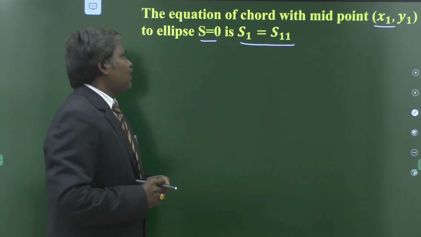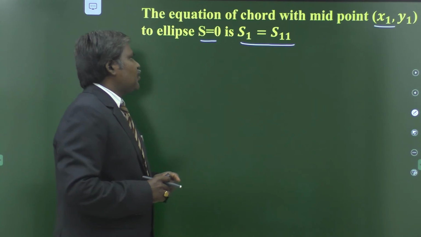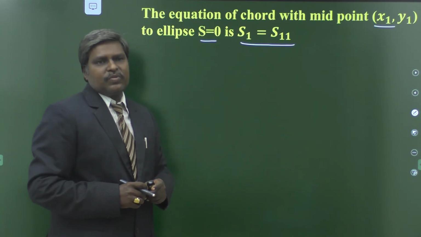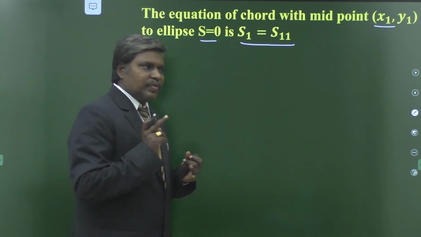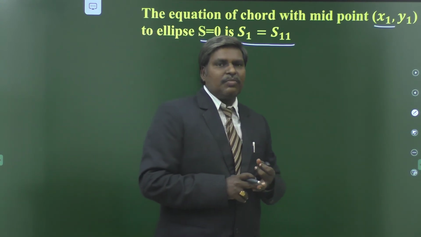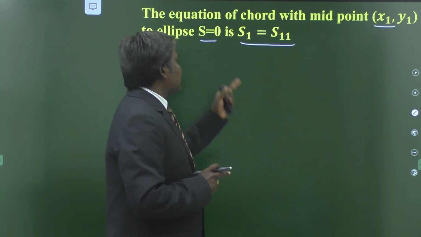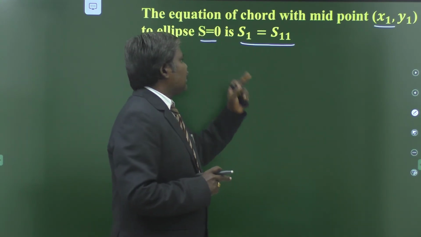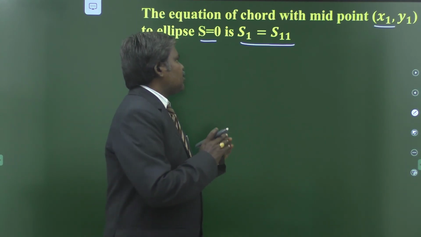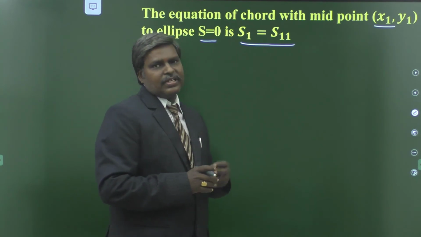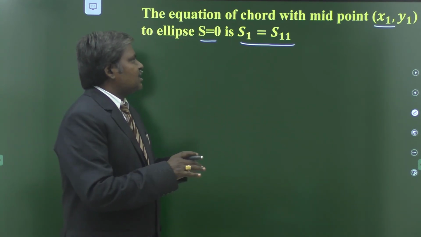The equation of chord with midpoint x1 comma y1 to the ellipse S equal to 0 is S1 is equal to S11. In circles also the same formula, that is S1 equal to S11. In parabola also the same formula we are using, that is S1 is equal to S11. Here also the same formula is obtained, that is S1 is equal to S11. Common formula, S1 is equal to S11. But S is different for circle and parabola as well as ellipse. So the basic concept is the same here.